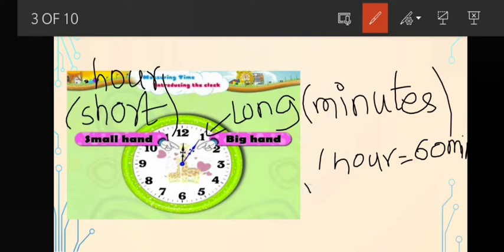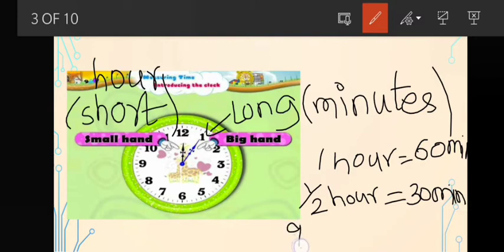Half an hour is equal to 30 minutes. Half an hour is equal to 30 minutes. And quarter is equal to 15 minutes.